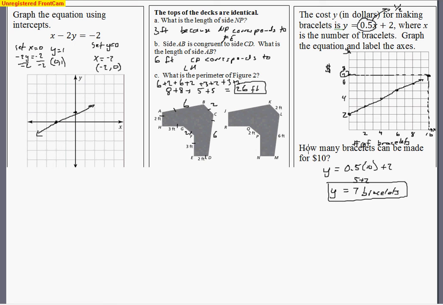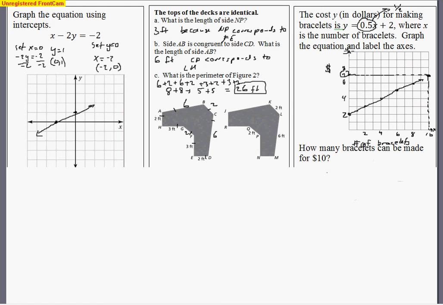Oops, see right there, I figured I made a mistake. And so we need to substitute 10 in for y, not x. So let's go ahead and fix that real quick. I was thinking that was bracelets there, and that ended up messing me up. So it's good I checked using the graph, otherwise I would have had a problem. That's why it was nice for me to label that, otherwise I definitely would have made a mistake. So 10 in for y. So how many bracelets can we make for $10?